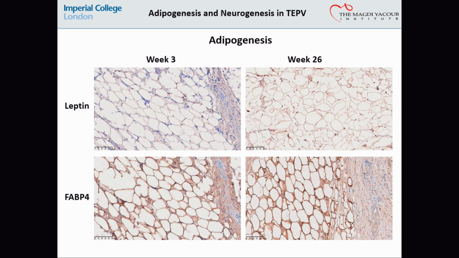So when we look at adipogenesis in our tissue-engineered valve, we see firstly adipose tissue, and we see the expression of leptin at week 3, which is weakly expressed, and we see the expression of fatty acid binding protein 4. By week 26, we see enhanced expression of leptin, but FABP4 is maintained at the same level.